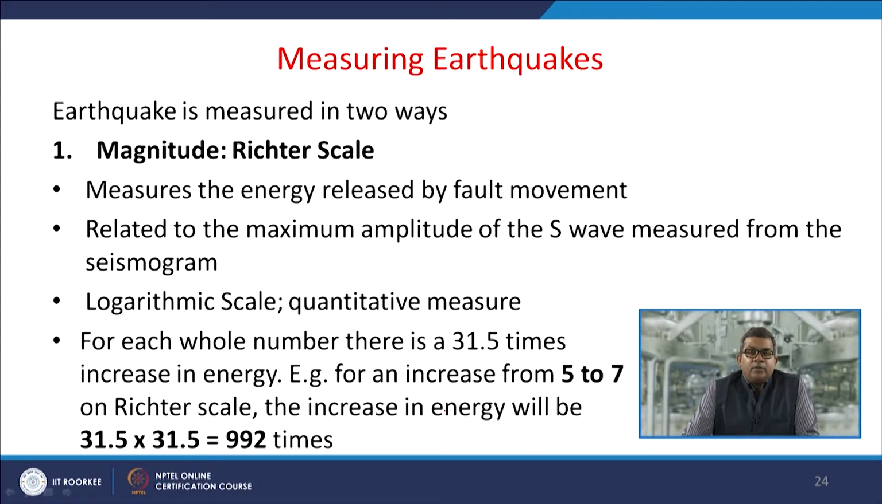Usually, whenever we are involved in measuring earthquakes, an earthquake is measured in two ways. One is the magnitude with respect to the Richter scale. This measures the energy released by fault movement, related to the maximum amplitude of the S waves measured from the seismograph. It is a logarithmic scale quantitative measurement. For each whole number, there is a 31.5 times increase in the energy. For example, for an increase from 5 to 7 on the Richter scale, the increase in energy is 31.5 into 31.5, because 5, 6, 7. So it is almost 992 times.